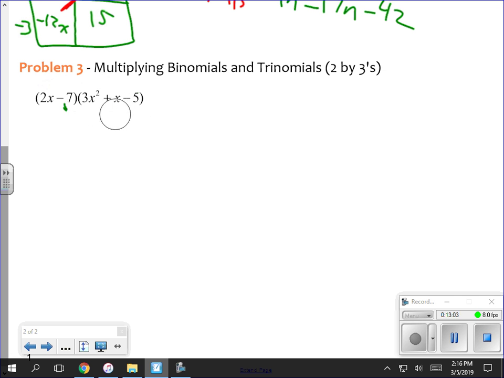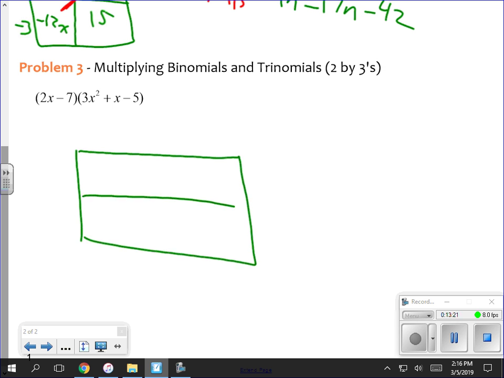Here's what I do. I make a box. My box is not going to be a 2 by 2 box. My box is going to be a 2 by 3 box. Oh my gosh, really? Wow. 2 by 3 box. 2x minus 7, 3x squared, x, negative 5.